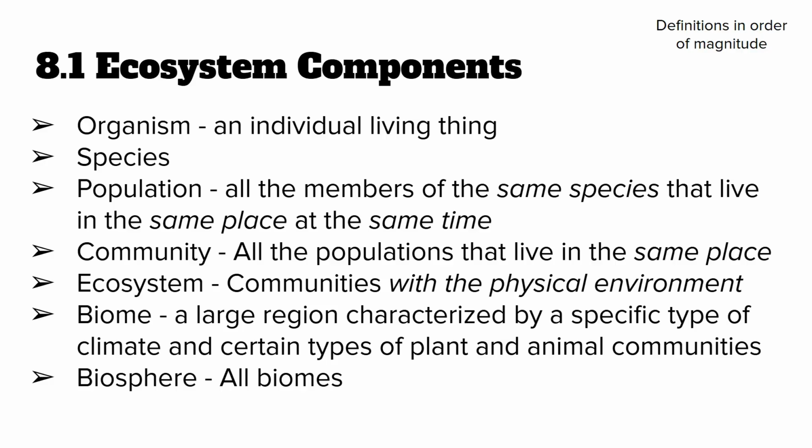A community is all the populations in the same area, whereas adding a physical environment to the community gets us an ecosystem. I've used that word biome a few times already this video. A biome is just a large region characterized by a specific type of climate and types of plant and animal communities. And the whole globe is a biosphere. It has all of the biomes in it.